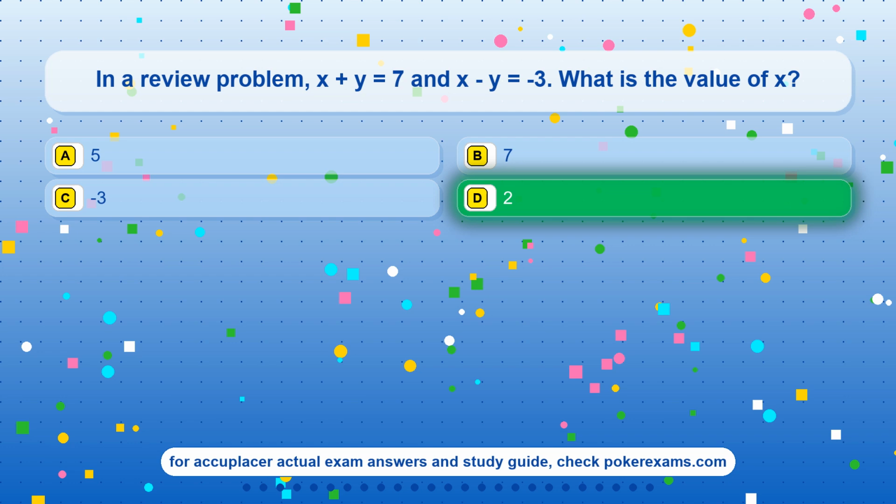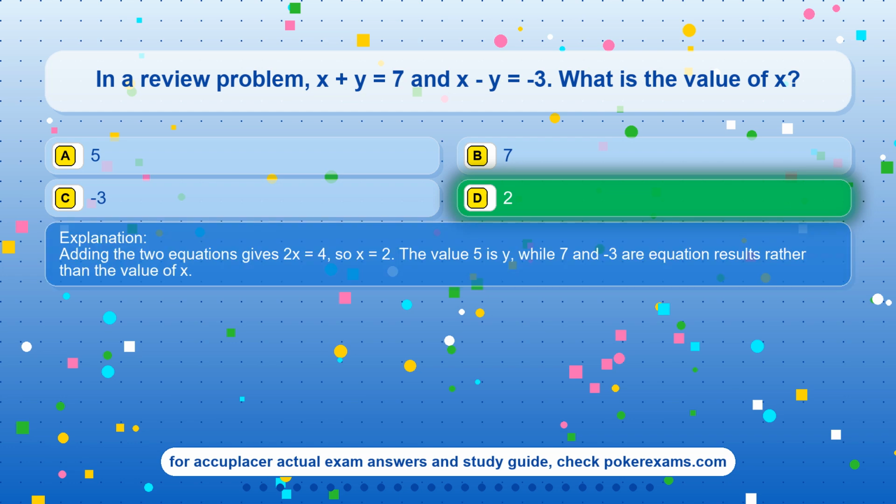The correct answer is option D, 2. Adding the 2 equations gives 2x equals 4, so x equals 2. The value 5 is y, while 7 and -3 are equation results rather than the value of x.